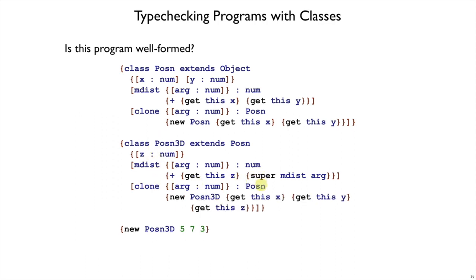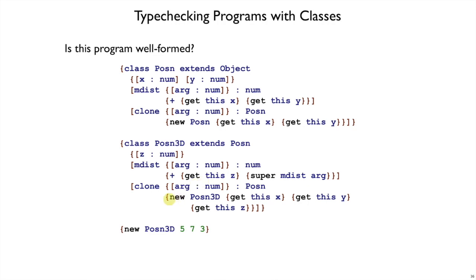Okay, let's try again. Clone, it returns a Posn. That is consistent with the declaration. The body of clone, however, actually makes a Posn3D. And it makes a Posn3D with x, y, and z fields, all of which are numbers, which are consistent with the field declarations of Posn3D, including the one that's inherited.